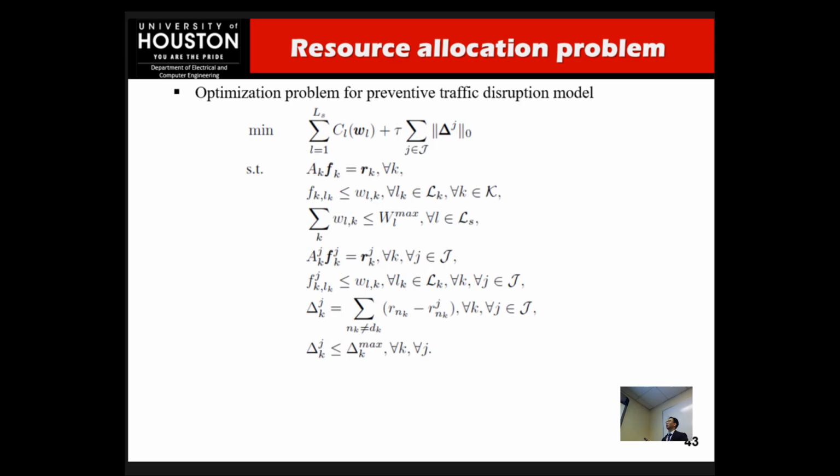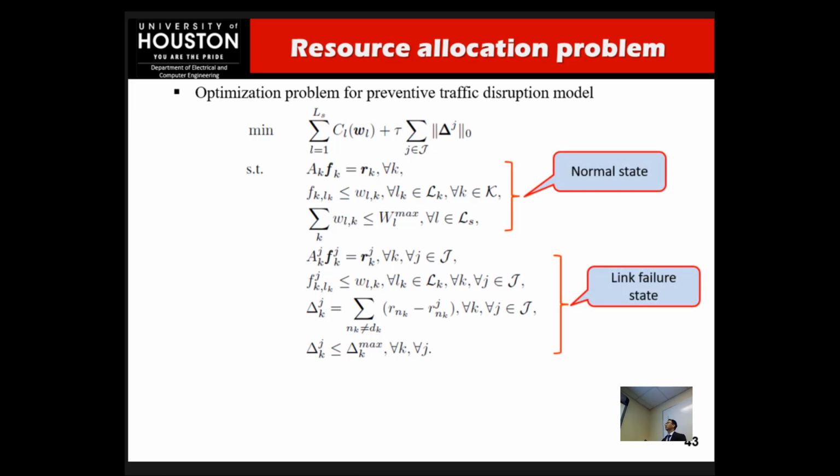So we formulate our optimization problem to achieve a minimal operation cost for the system, and also just in case some physical link in the physical network is broken, the virtual network is still able to provide service for users. So here we incorporate all constraints for the system. The normal state means that all physical links in the physical network work very well. And the link failure state here means that when some physical link is broken, the virtual network is still able to provide service for its users.